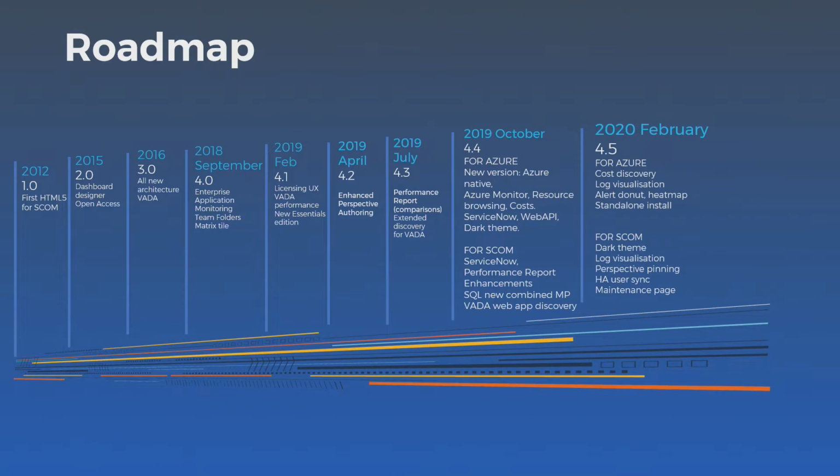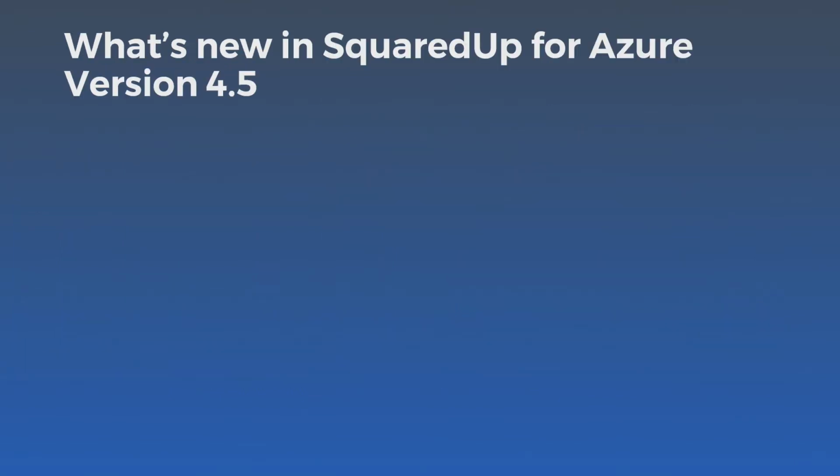And then where we are today, February for 4.5. This is our first release following that big 4.4, the launch of SquaredUp for Azure. And again, it has taken us a little longer than our regular service, but we do plan to get back onto a kind of regular release cadence in future. I'll come back at the end of the presentation and talk a little bit more about where we're going next. But let's dig into version 4.5. First, the Azure version, then I'll summarize the SCOM version, then I'll start showing you the actual product.